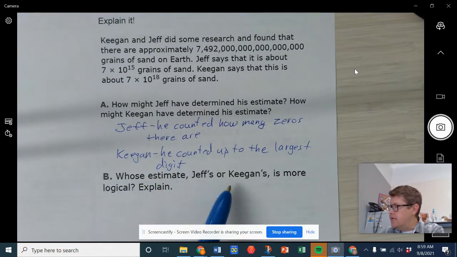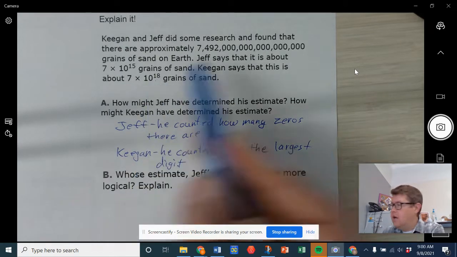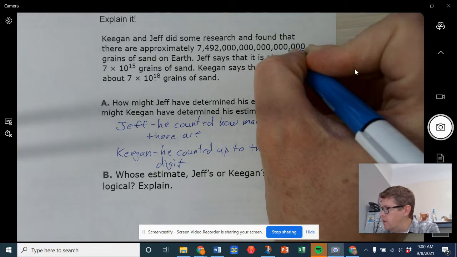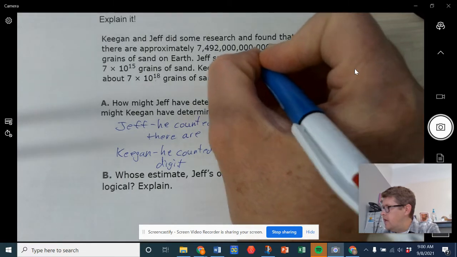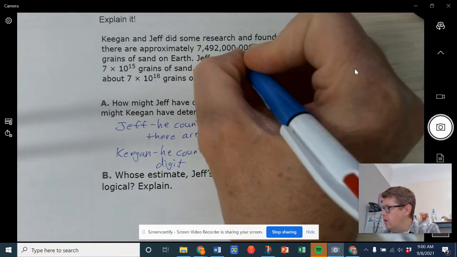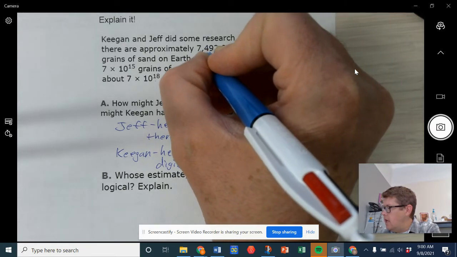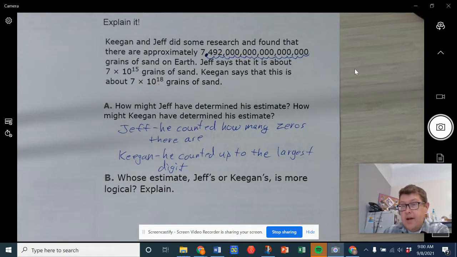Whose estimate, Jeff's or Keegan's, is more logical? Well, I already know the answer. It is Keegan, because you actually count right up. You basically move your decimal, right? So if you have it here, you go 1, 2, 3, 4, 5, 6, 7, 8, 9, 10, 11, 12, 13, 14, 15, 16, 17, 18. So that's how you end up doing this, right?